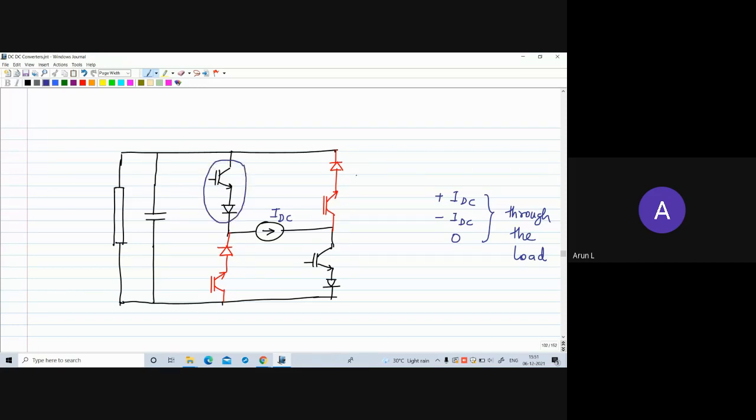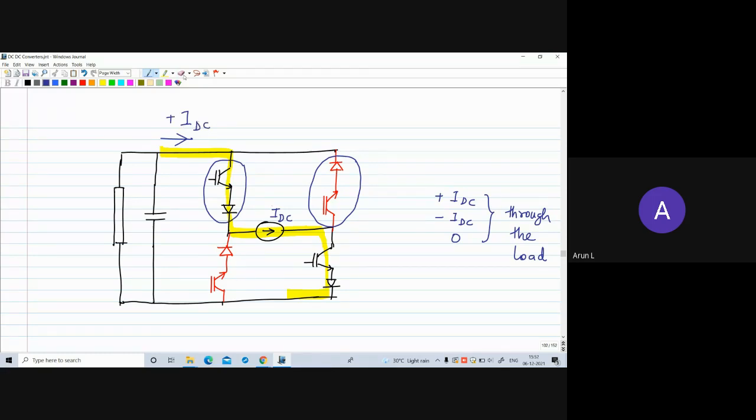So here the current flow is in the opposite direction. That is why it is shown in the reverse fashion. Okay, so now I have replaced all the four switches by this series combination of IGBT and diode. So when these two particular IGBTs are conducting, current flowing through the load will be in this direction, that is, plus IDC.